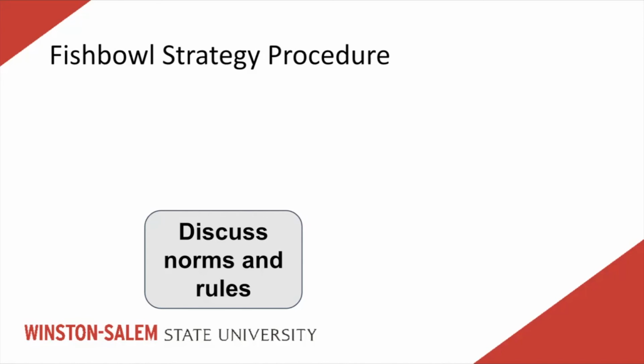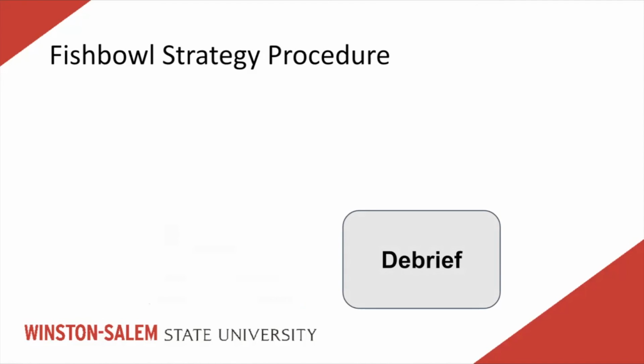The fifth and final step of the fishbowl strategy is to debrief. After the discussion, you can ask students to reflect on how they think the discussion went and what they learned from it. Students can also evaluate their performance as listeners and as participants. They could also provide suggestions for how to improve the quality of the discussion in the future. These reflections can be in writing, or they can be structured as a small or large group conversation.